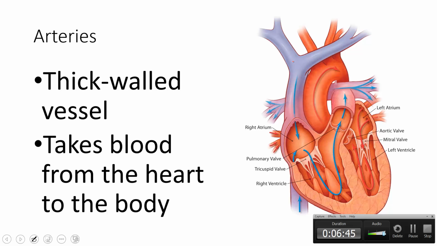The second type of blood vessel is called the artery. Now, the artery is a very thick-walled vessel. It takes blood that's very rich in oxygen from the heart out to the rest of the body. So, if you remember, this one is the vein. It takes blood that needs oxygen and it brings it into the heart. This one is the artery. It takes blood that has been filled up with oxygen and is ready to be moved to the rest of the body. This is called the artery.